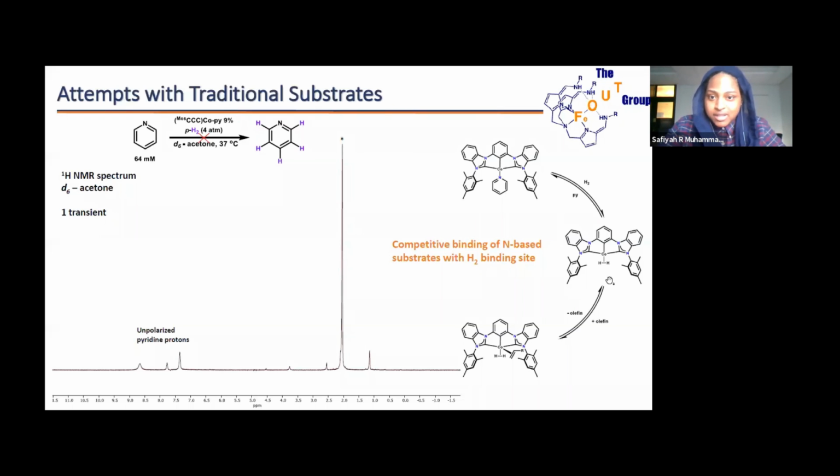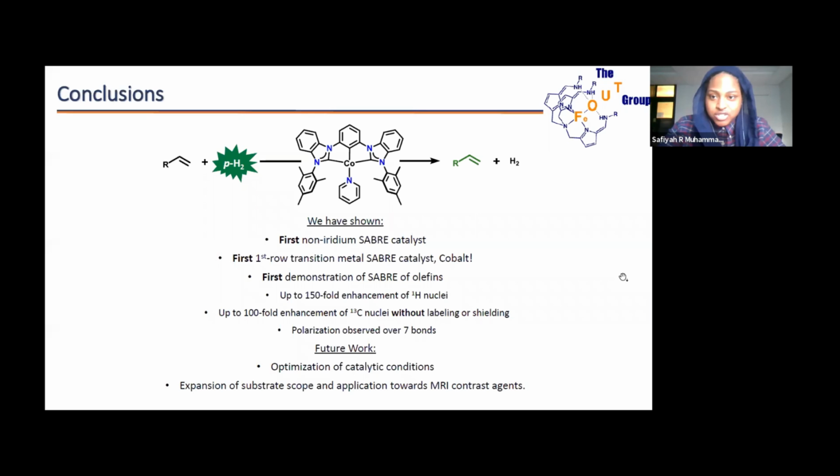So next slide, with that I'll conclude with just general. We have shown you all a cobalt SABRE catalyst and demonstrated it with olefins. We've shown you some of the enhancement, and future work is really going to be on trying to optimize these catalytic conditions, maybe the development of future cobalt catalysts, as well as trying to get enhancement up to the point where we can apply them as contrast agents.